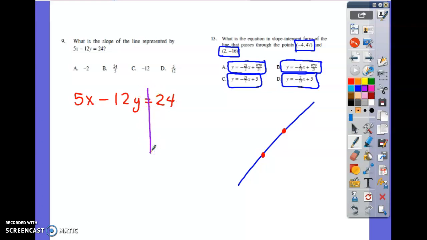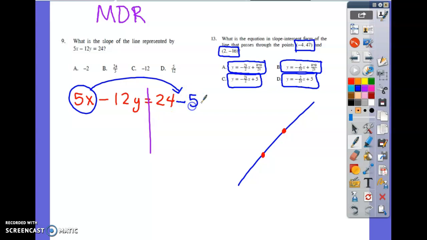So we're going to use something called MDR. It's on my wall. It's in the supplemental aids. MDR means move, divide, reduce. So we're going to move the 5x over. We're going to change the sign, minus 5x. That's move.